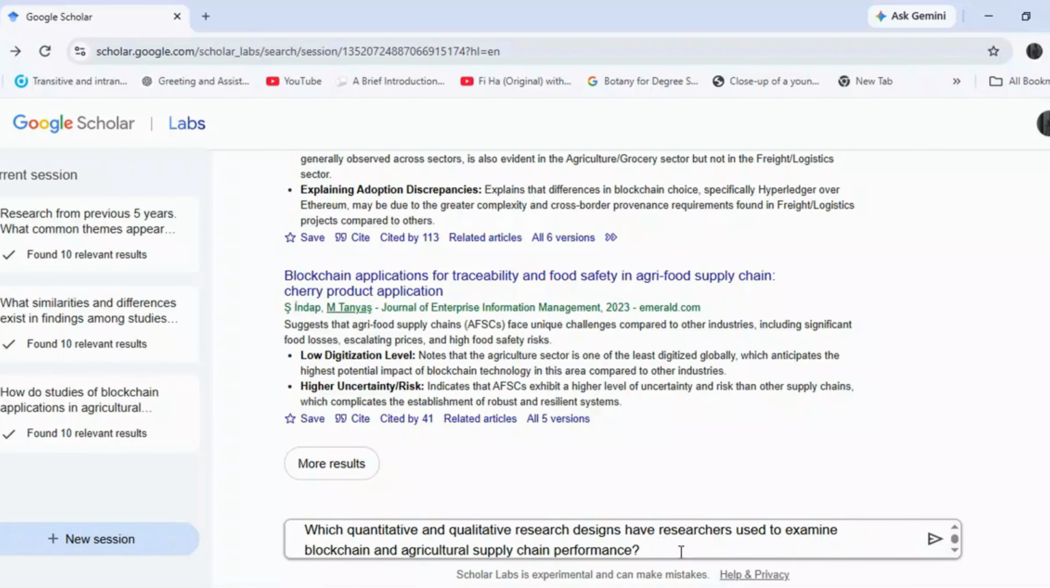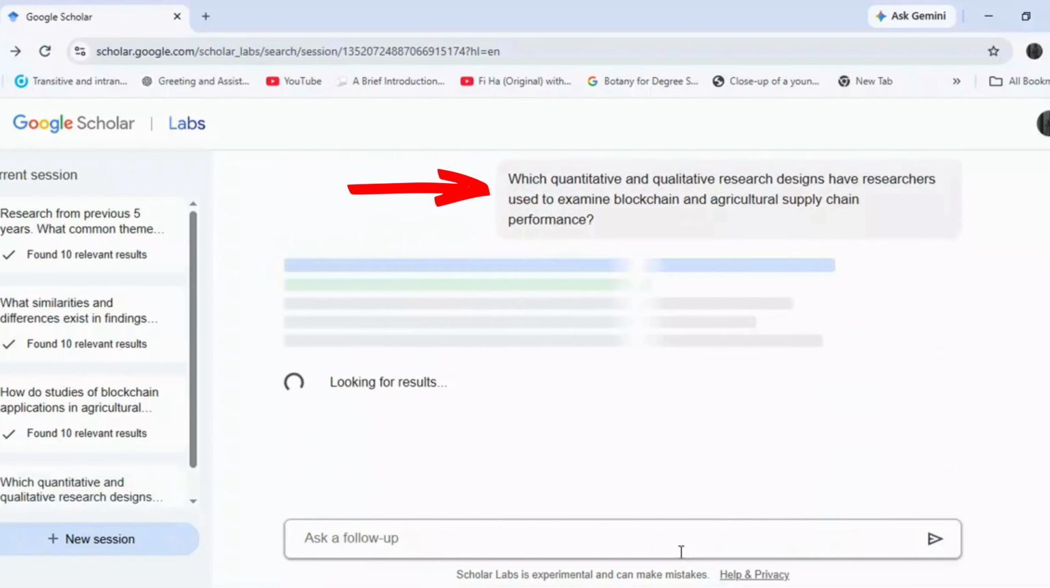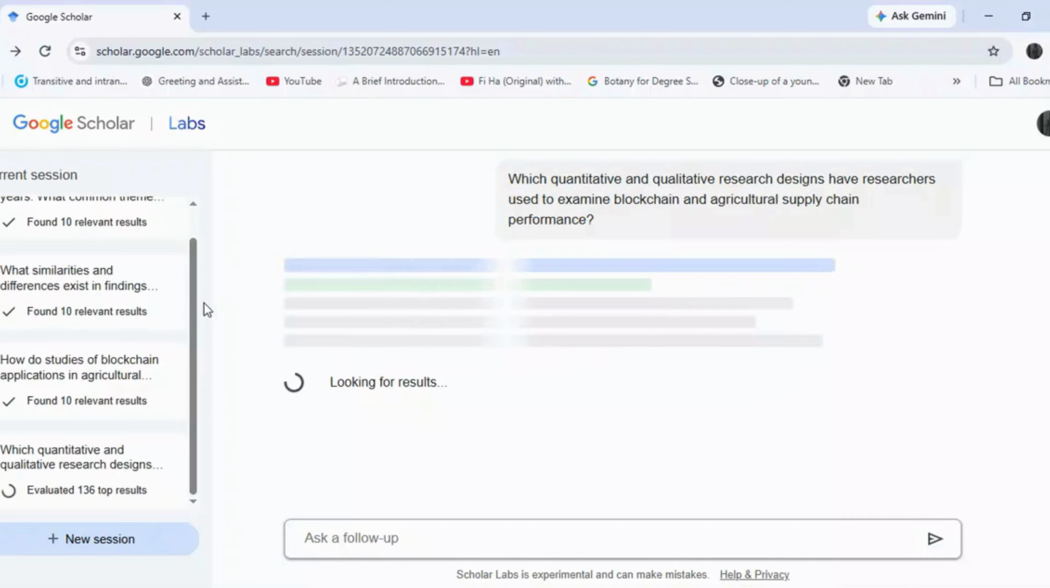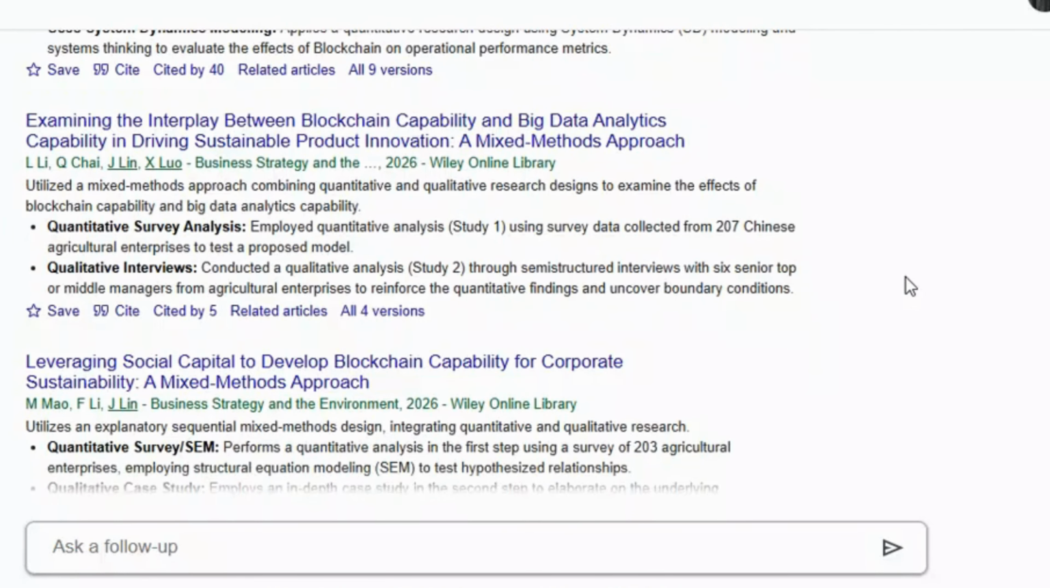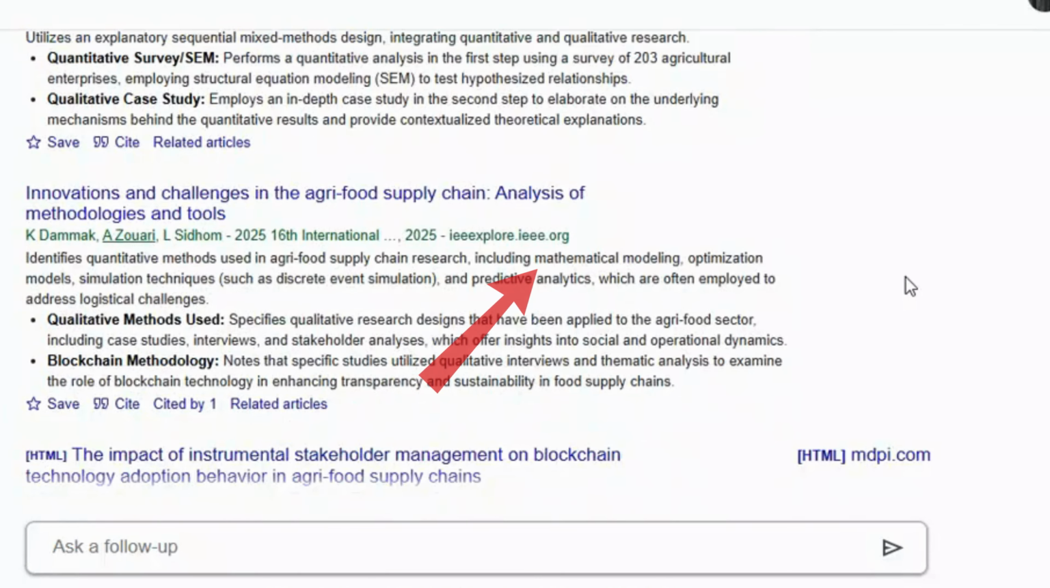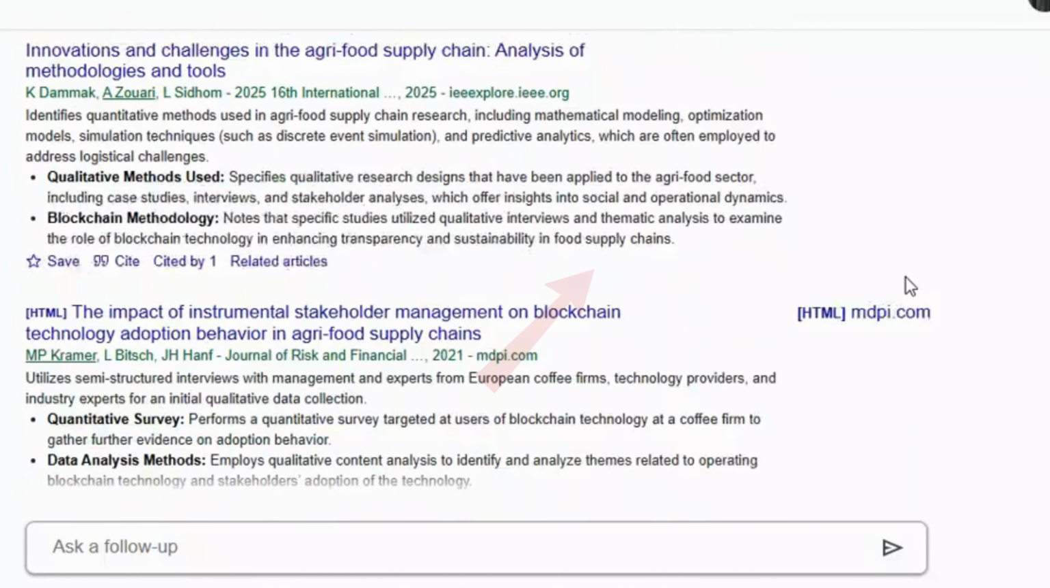To compare research methods, you can also ask, which quantitative and qualitative research designs have researchers used to examine blockchain and agricultural supply chain performance? You can see that Scholar Labs now identifies studies using different research designs, including mixed method approaches. For example, one study collects both qualitative and quantitative data through questionnaires and interviews to develop food supply chain models. Another study uses quantitative approaches such as mathematical modeling, optimization models, and surveys.